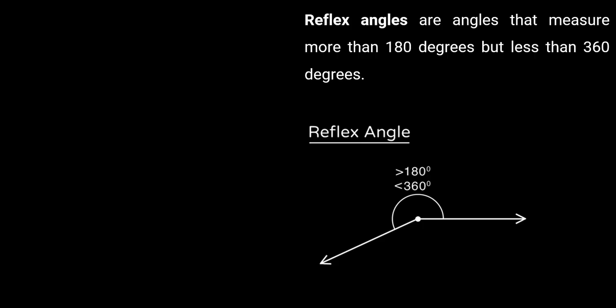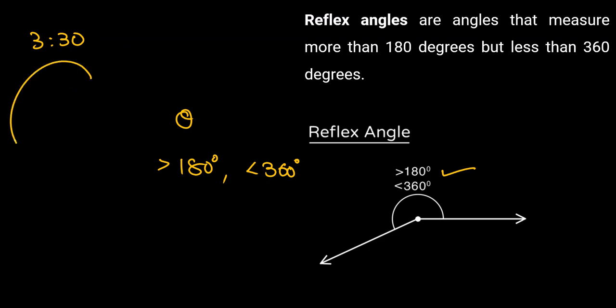The reflex angle should be greater than 180 and less than 360 degrees. Now they'll give some timing and ask you to find the reflex angle. First calculate the angle between hands. As per the diagram, if the time is 3:30, the minute hand will be here and the hour hand will be someplace like this.